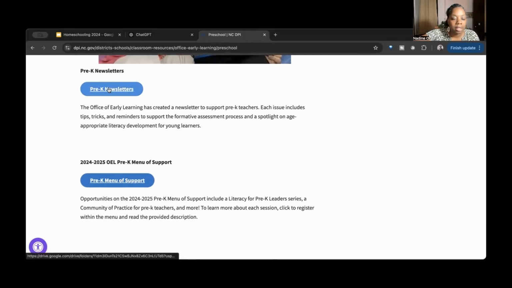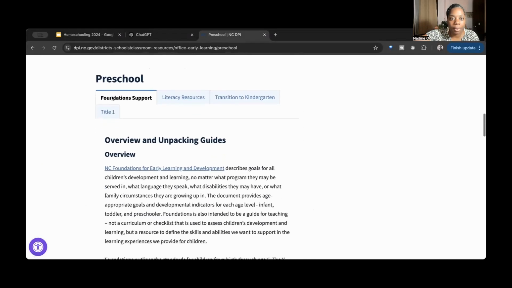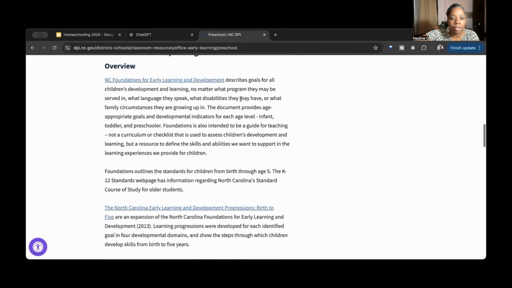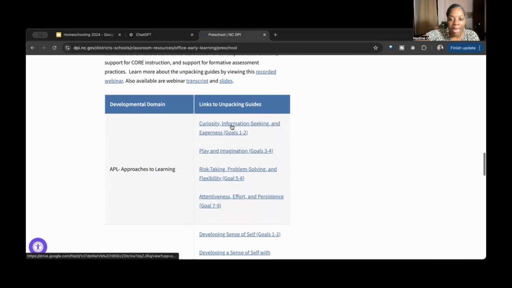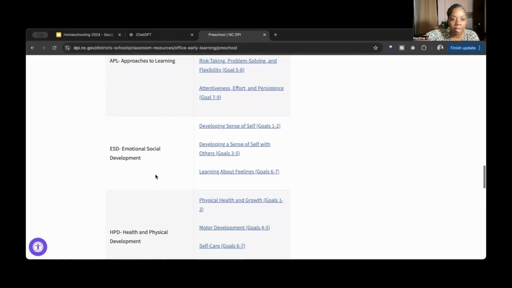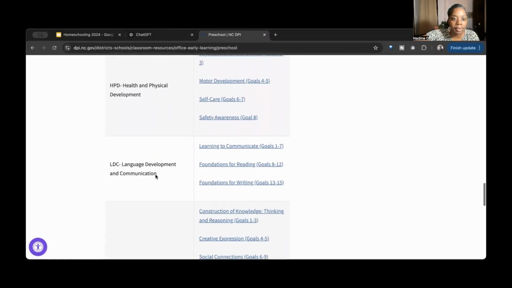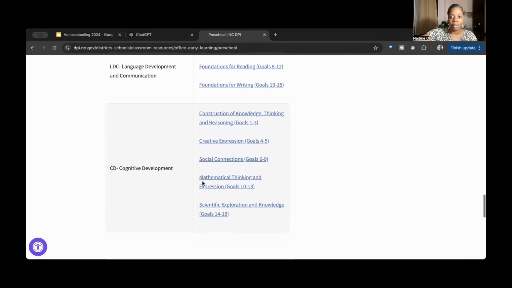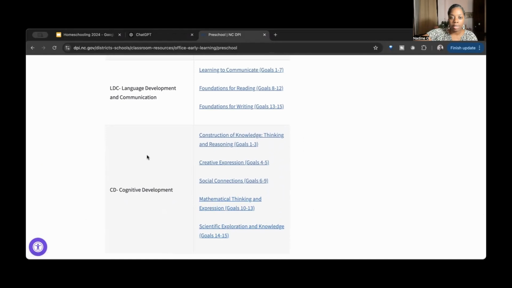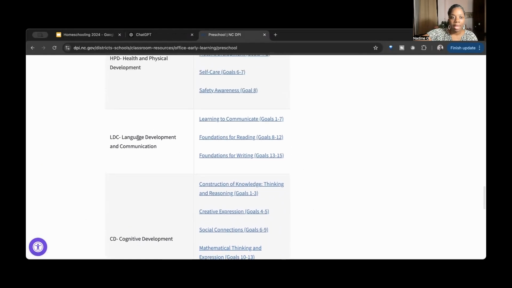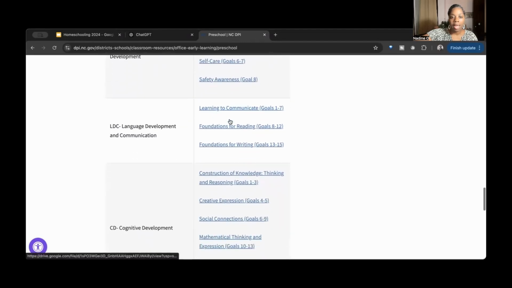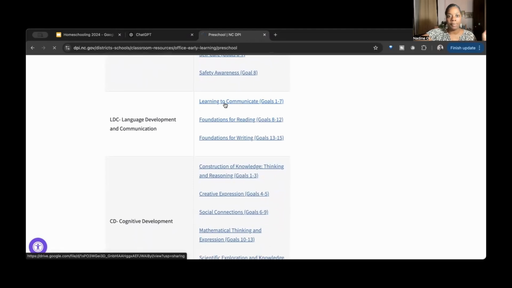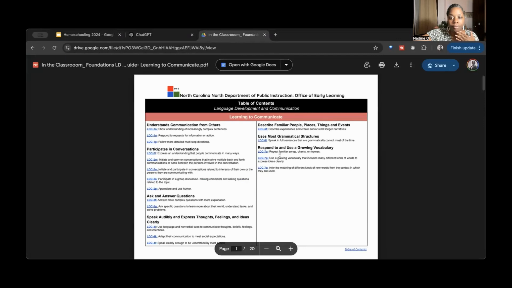All right, so let's see. So we've got some pre-K newsletters, some menus of support, some literacy resources, and some unpacking guides. Let's see, approaches to learning, emotional, social development, language. So this is pretty similar to what ChatGPT turned out for us. Now we see math thinking and expression, scientific exploration. So it looks like this is falling under cognitive development. And then we have language development here. Let's go ahead and click into some of these more academic topics. So, learning to communicate.